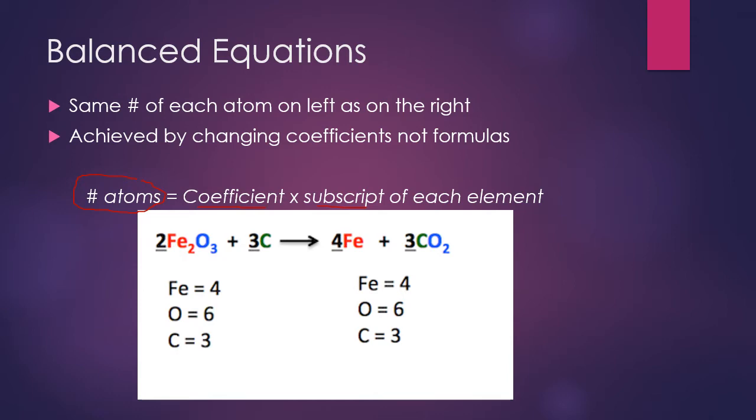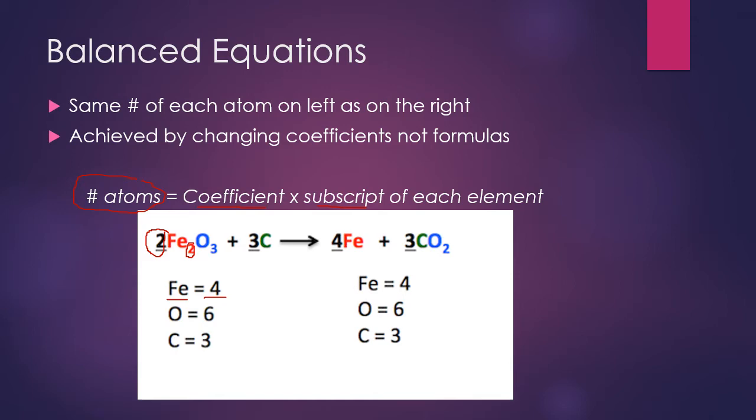So looking at the reactant side of the equation, we can see that iron is going to have 4 atoms on the reactant side. We figured this out by taking the coefficient in front of that iron 3 oxide compound and multiplying it by the subscript after iron. 2 times 2 gives us 4 iron atoms.